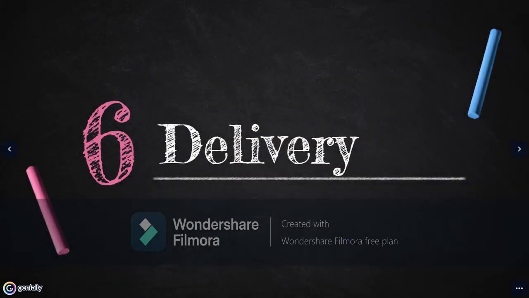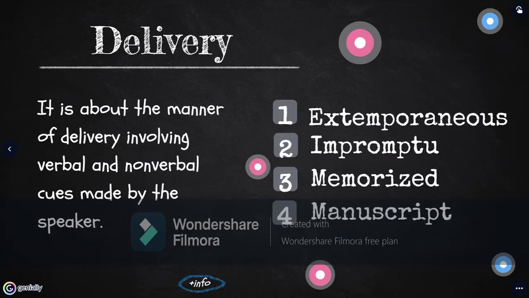The sixth and last factor is delivery. It is about the manner of delivery involving verbal and nonverbal cues made by the speaker. There are 4 types of speech delivery. We have the extemporaneous, impromptu, memorized, and manuscript. Extemporaneous speech is speaking with limited preparations and guided by notes and outlines. In most cases, this is going to be your best choice because you will sound more natural and conversational. This will also help hold audience attention.